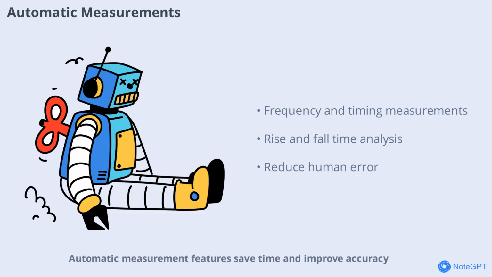Automatic measurement features save time and improve accuracy. With just a few button presses, you can measure parameters like frequency, rise time, fall time, and more. These automated tools reduce human error and make it easier to compare results across different tests or devices.